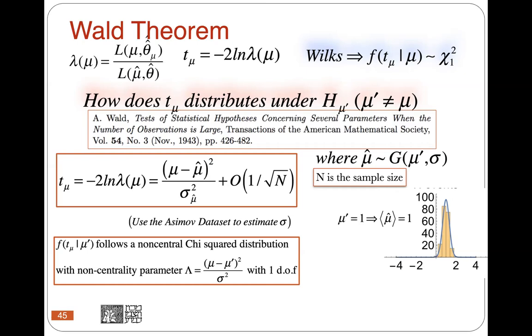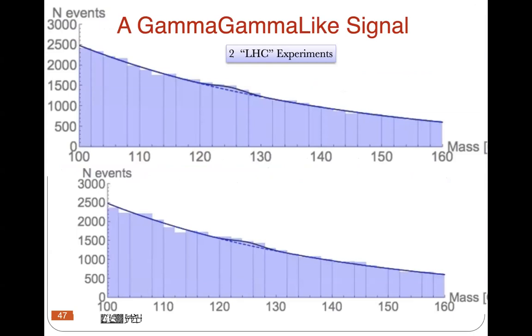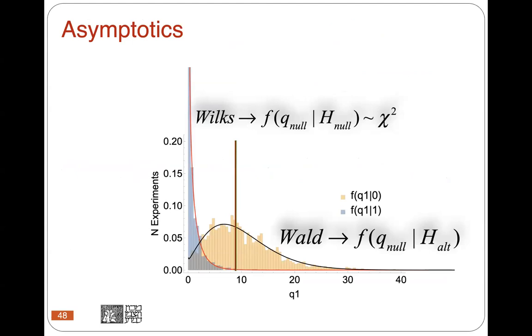I know it's difficult. I'm sorry, within the time frame that I have, it's very difficult to spend time on it. So this is the theorem. What's important is that with this theorem, one can get exactly the distribution of a test statistic of mu when you test it under a hypothesis which is different than mu, mu prime. So these are two possible LHC experiments. So what I try to tell you is the following. Look at this plot. The blue area is actually predicted by Wilks. It tells you the distribution of q null under H null is chi-square. The null can be signal or background.